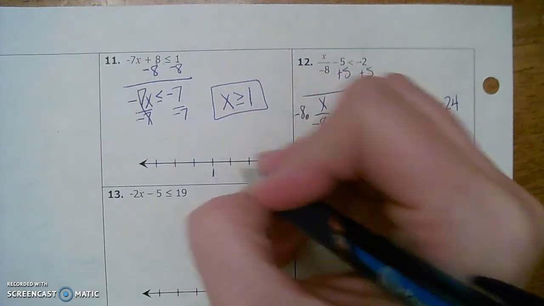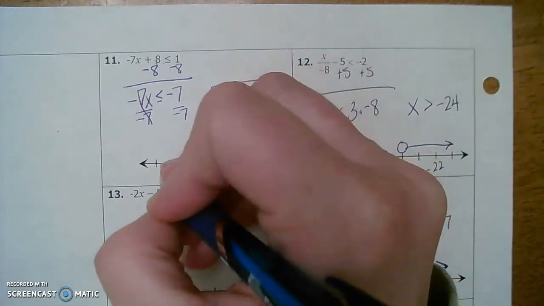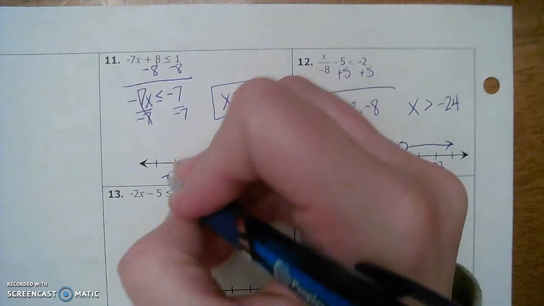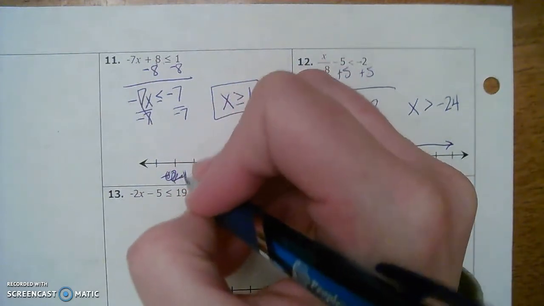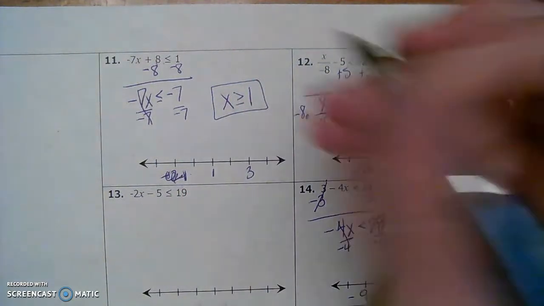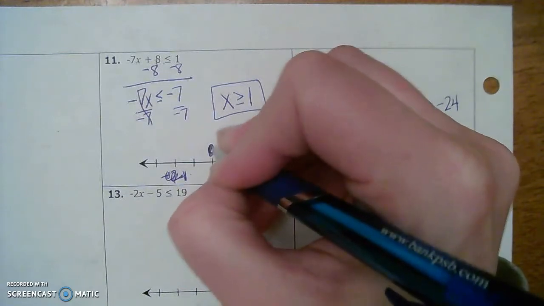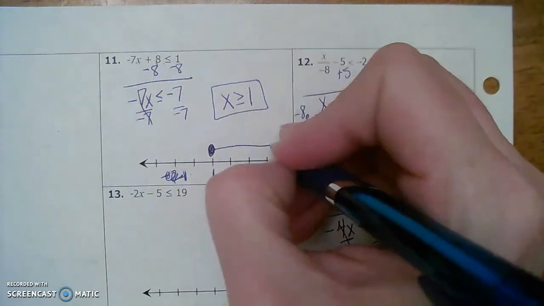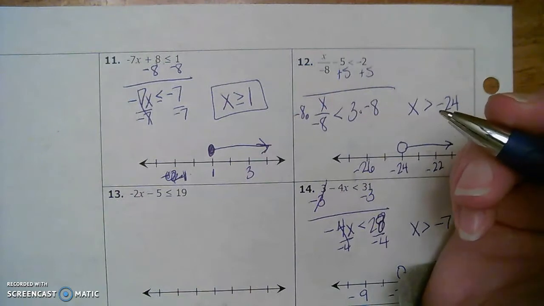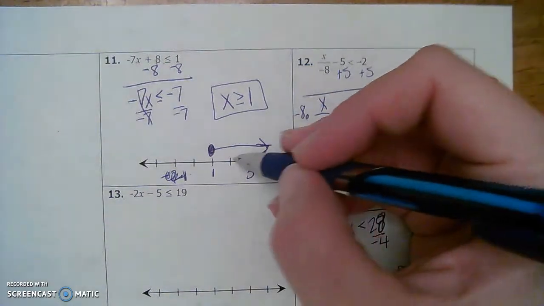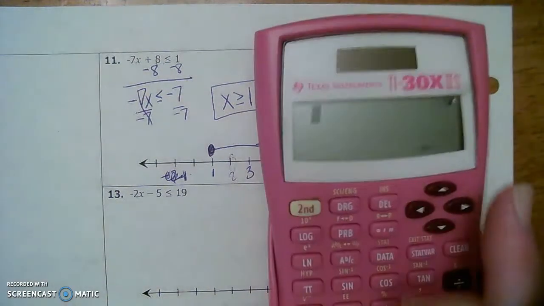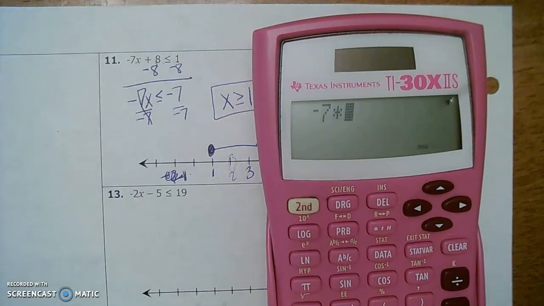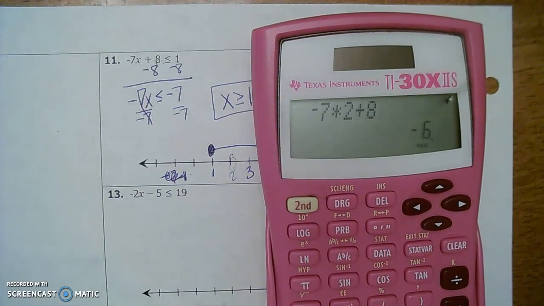So 1 in the middle, 2, 3, then 0 and -1. I would have a closed circle because I'm including 1, and go to the right. So I'm going to pick 2 to plug in. -7 times 2 plus 8 gives me -6. -6 is less than or equal to 1.